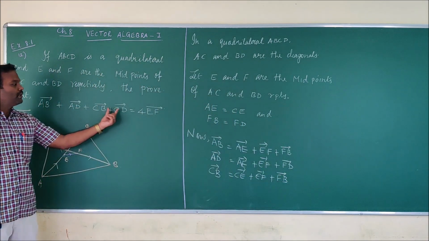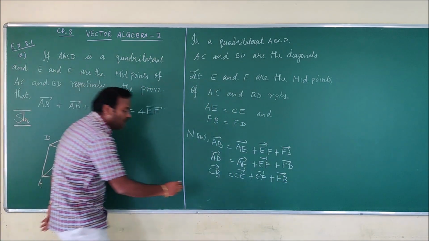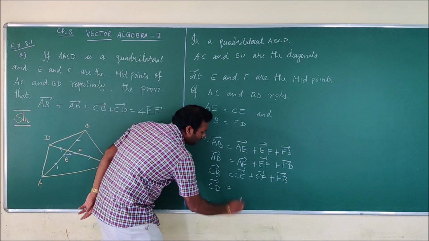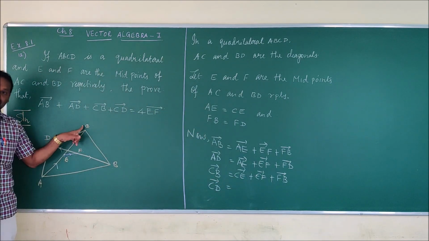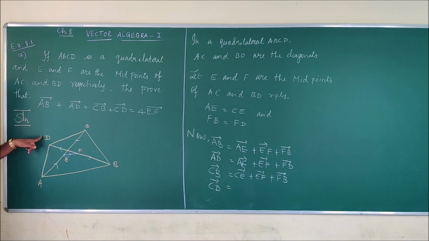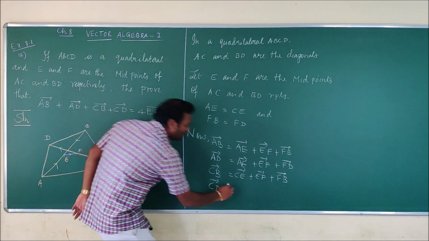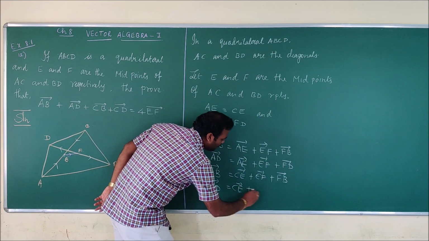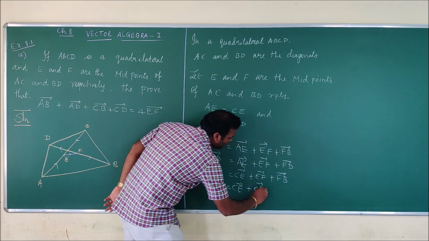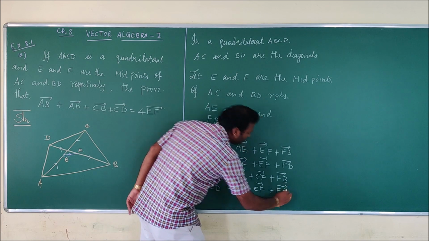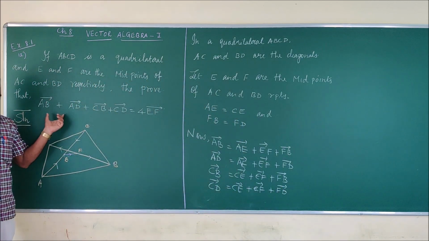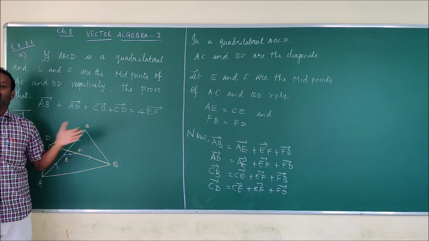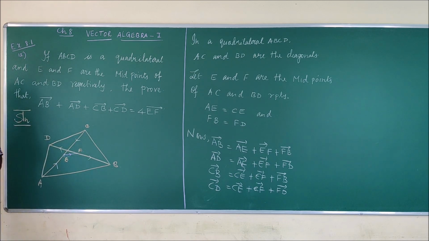And at last I am going to write CD vector, which is equal to starting point C, ending point D. So CE vector plus EF vector plus FD vector. So I have written all the 4 vectors individually. Now I am going to add all the 4 vectors.